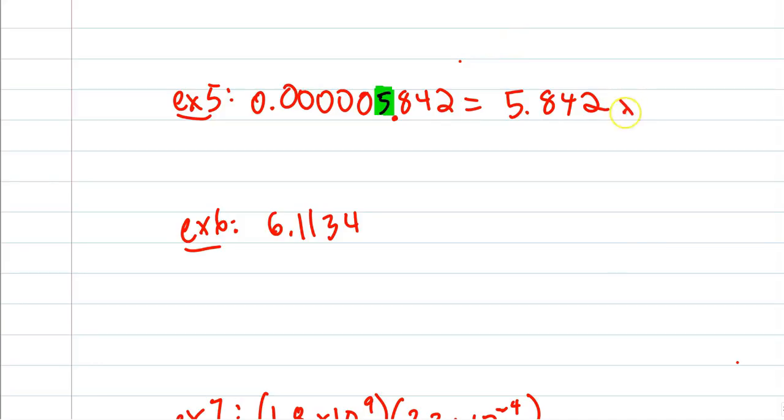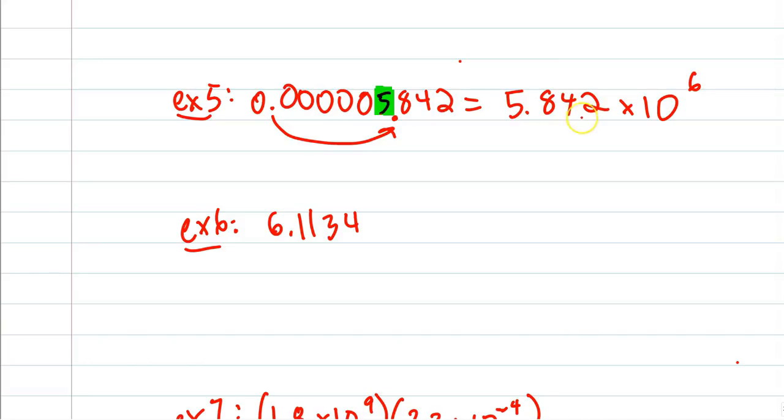Scientific notation, we have times 10 to some exponent. Well, how many times did the decimal move from here to here? 1, 2, 3, 4, 5, 6 times. Now this should be uncomfortable for you. These are not the same.